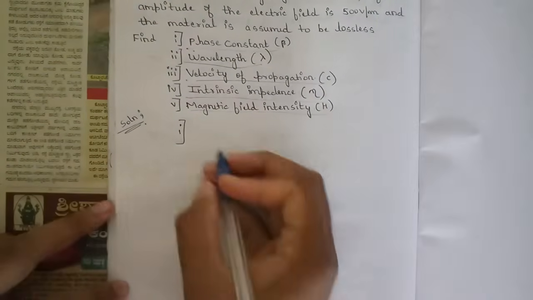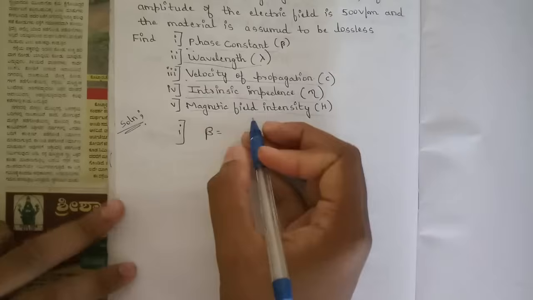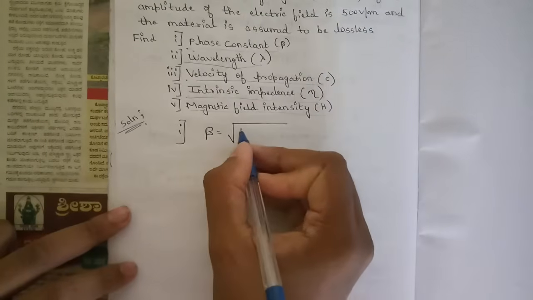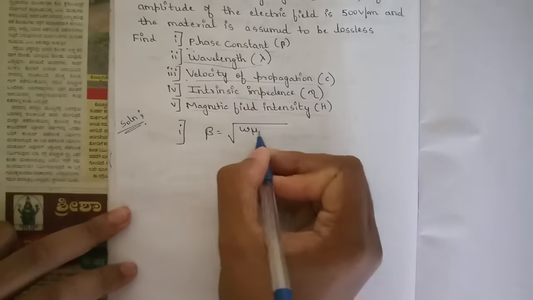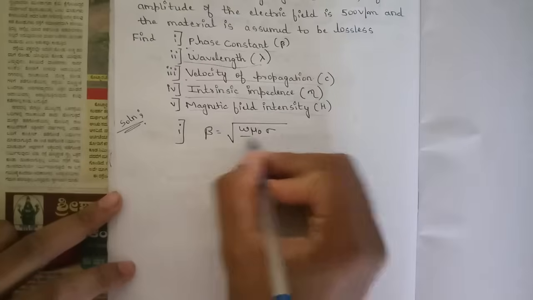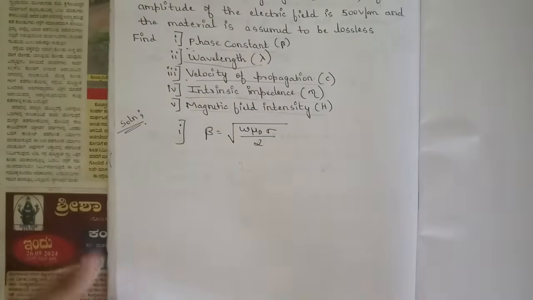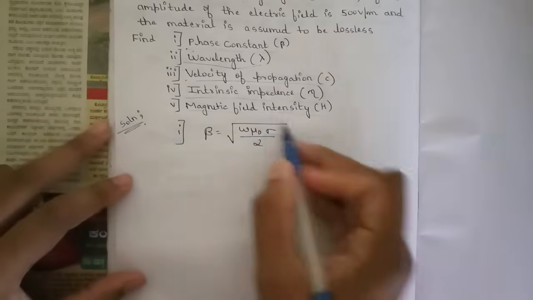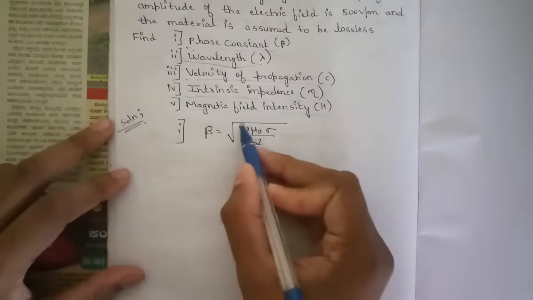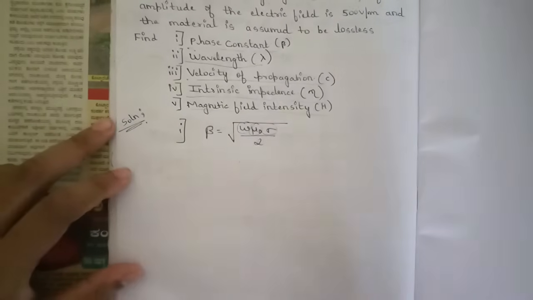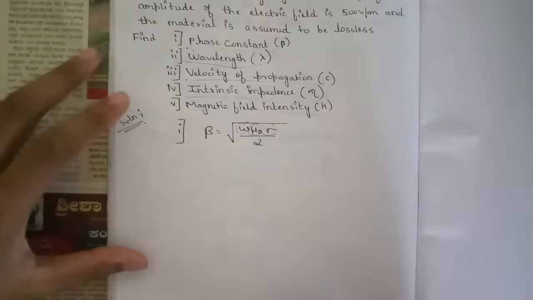So the first thing is, let's find the phase constant. The formula for phase constant is beta equals omega times the square root of (omega mu naught sigma by 2), since this is in free space. Okay, so now in order to find this beta, we don't have any values for omega and sigma. The standard value of mu naught, we know that it is 4 pi into 10 power minus 7.